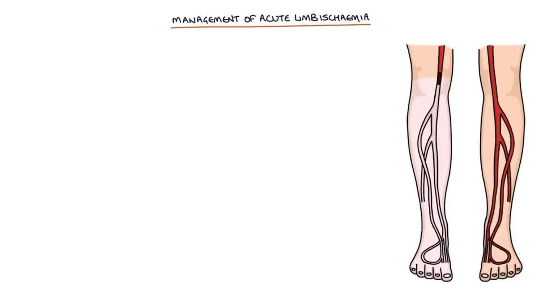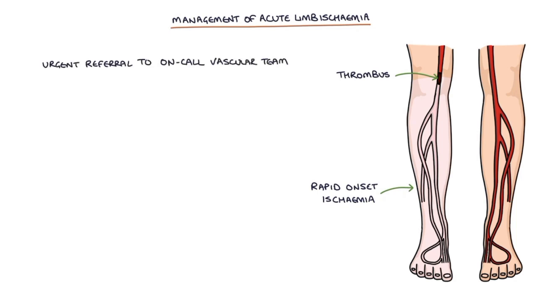Finally, let's talk about the management of acute limb ischemia. Remember that acute limb ischemia refers to the rapid onset of ischemia in a limb, which is typically due to a thrombus blocking the arterial supply to a distal limb, similar to a thrombus blocking a coronary artery during a heart attack. Patients with acute limb ischemia need an urgent referral to the on-call vascular team for assessment and management.